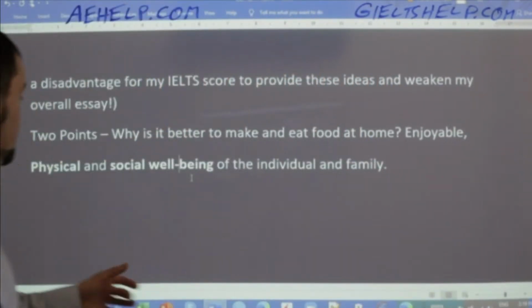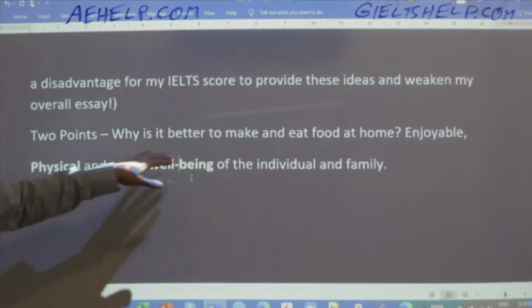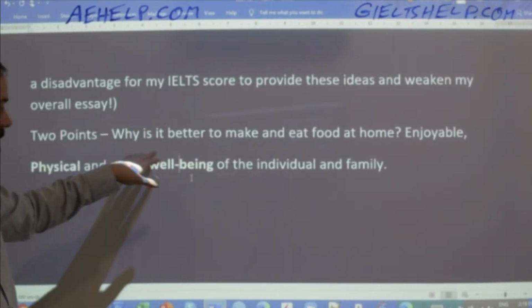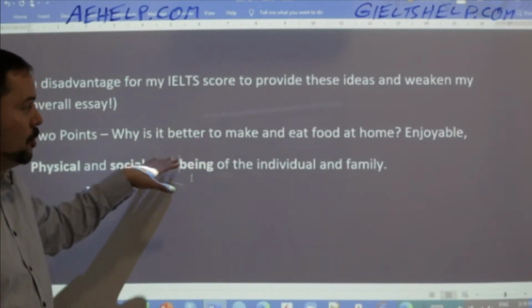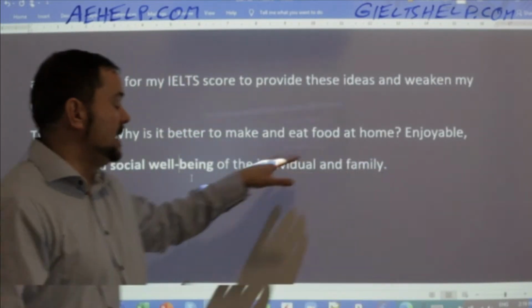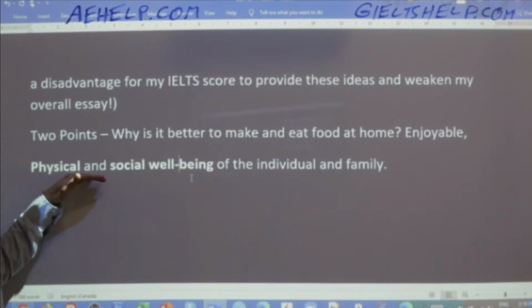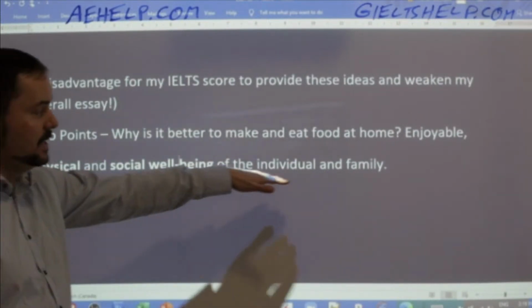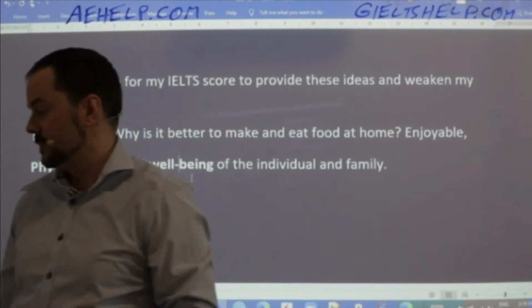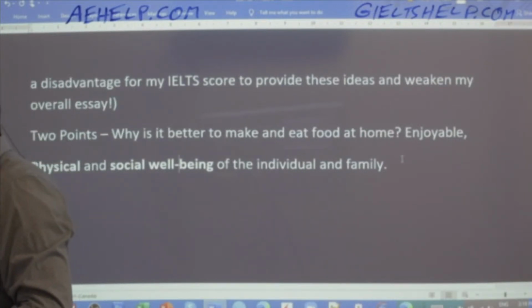So does everybody see the eating at home? You can already kind of see the thesis statement. So eating at home is hands down better than eating in restaurants because in the long term, it leads to physical and social well-being of the individual and the family. Okay, so I'm just going to give you the thesis this time. This is your working thesis.